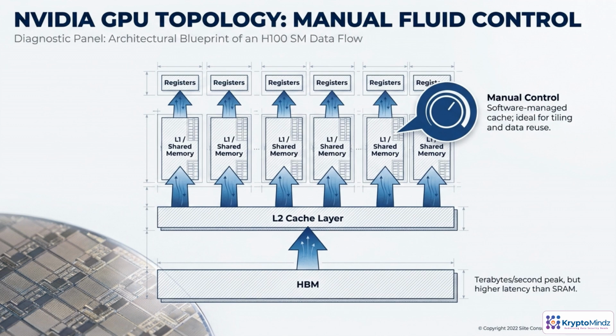On NVIDIA GPUs, you get a lot of manual control over data flow. Each streaming multiprocessor has fast registers and an L1 or shared memory region that you, or the framework, explicitly manage. Typically, tiles of data move from high-bandwidth HBM through the L2 cache into shared memory and finally into registers for computation. When tiling is done well, you maximize data reuse close to the compute units and hide much of the latency of going out to HBM.